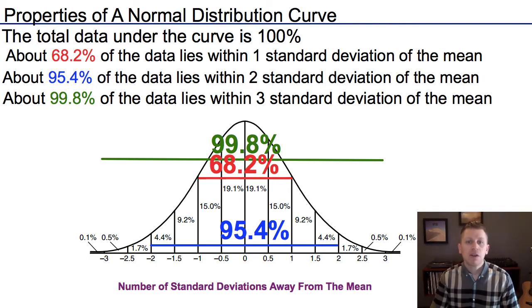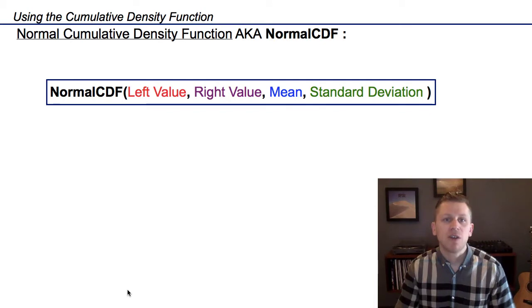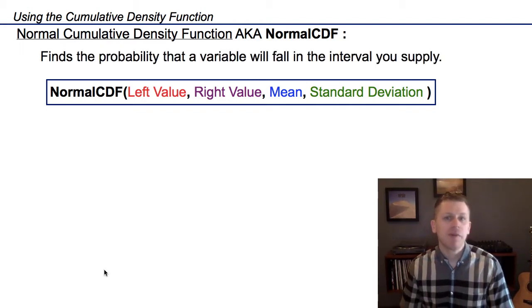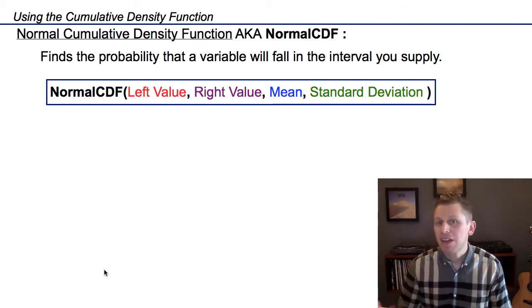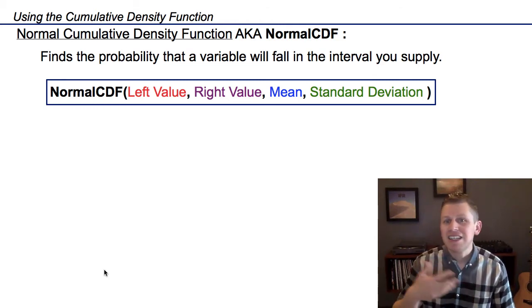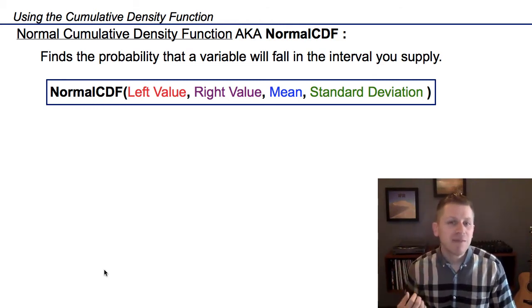The formula that we're going to use in the calculator is known as the normal cumulative density function, which I'll be abbreviating NormalCDF. Essentially what this does is it will find the probability that some variable falls in the interval you supply. Let's say you want to know the probability that a temperature in San Francisco is going to be within 60 to 67 degrees. You could type that information into the calculator and it would tell you what the probability was.